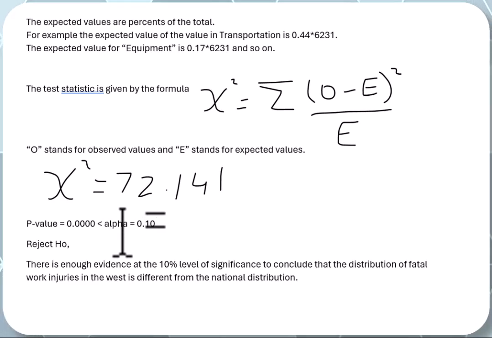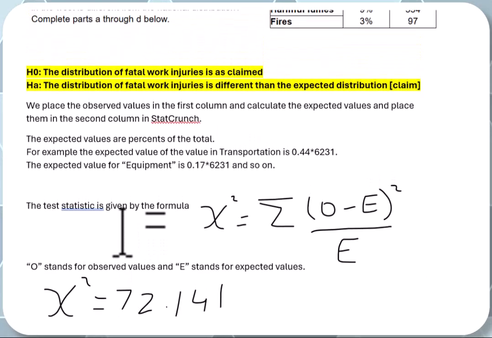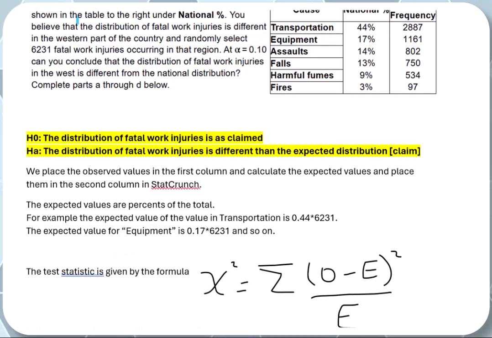And if you reject the null hypothesis and the claim is in the alternative hypothesis, you support the claim. So there is enough evidence at the 10% level of significance to conclude that the distribution of fatal work injuries in the West is different from the national distribution. And this is the language that I picked here. There is enough evidence to conclude that the distribution of fatal work injuries in the West is different from the national distribution. So this is how you perform a goodness of fit test.